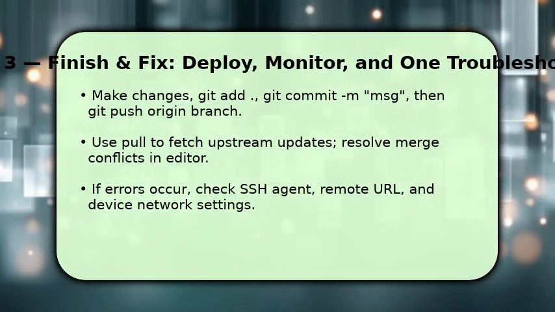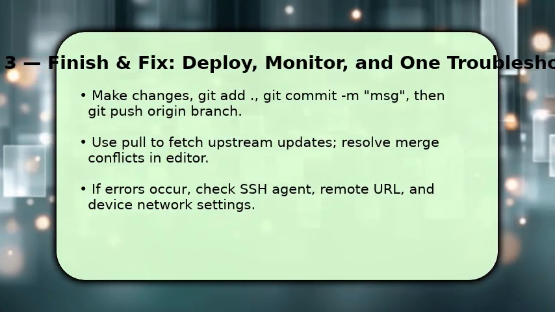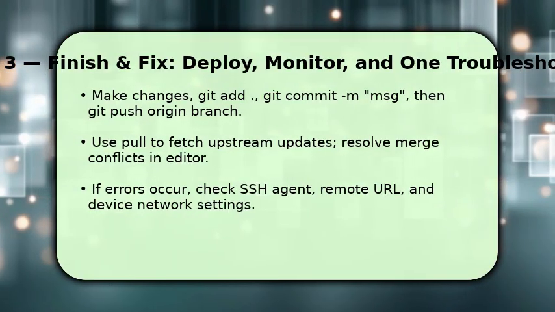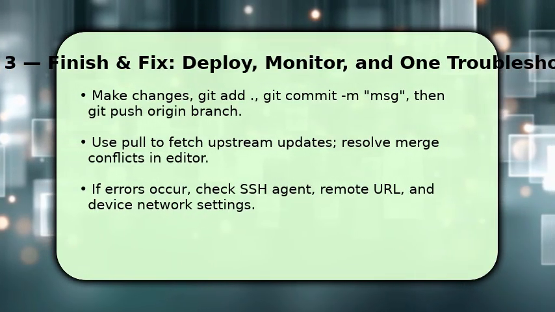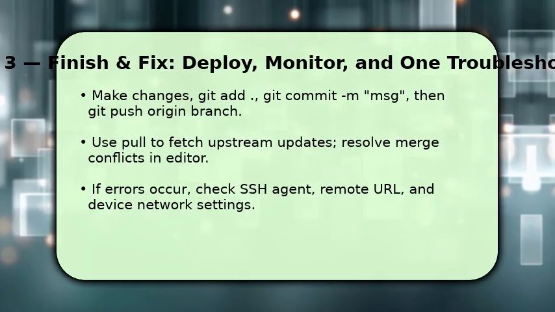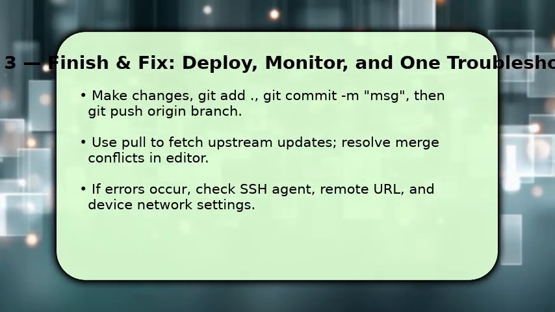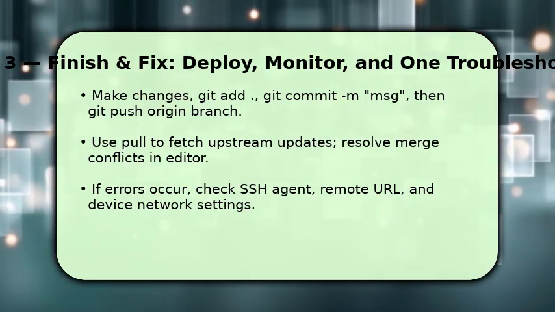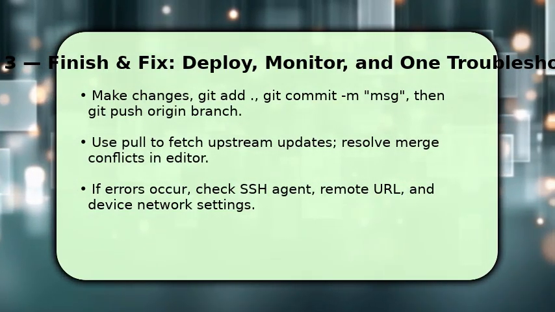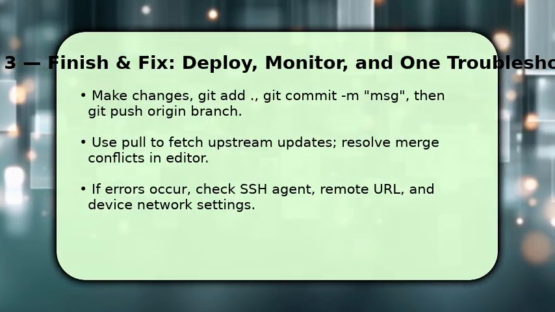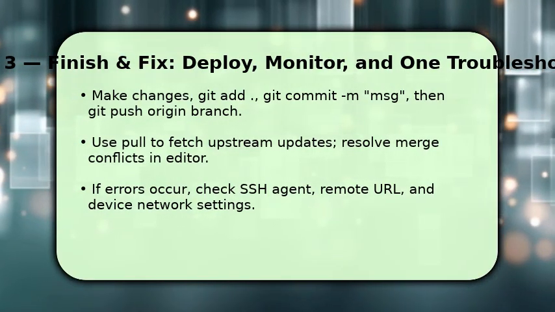You finish by carrying out the typical workflow: edit files, run git add, then git commit with a clear message, and git push origin your-branch. Once pushed, open the GitHub app to create pull requests or review CI status. If you need updates, git pull origin branch and resolve any merge conflicts inside your mobile editor.